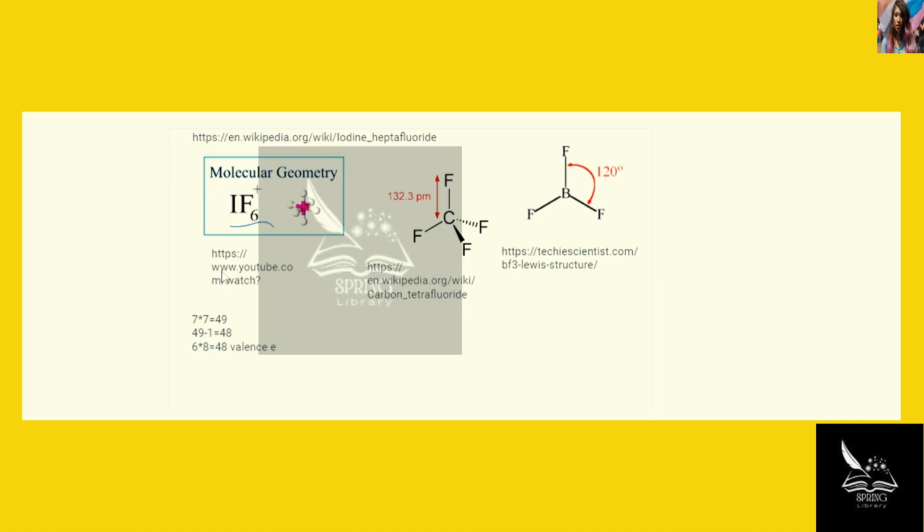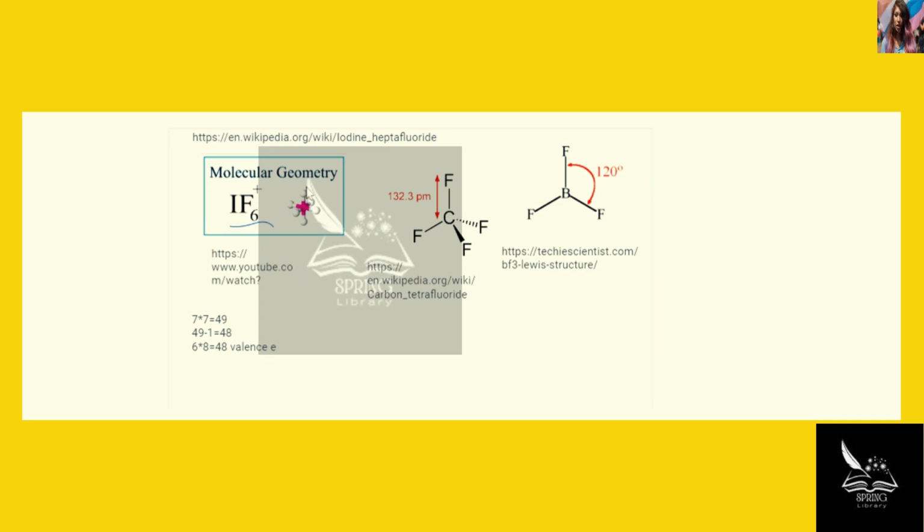So for example, for IF6, we have 6 fluorines and 1 iodine. Each of these contributes 7 valence electrons. So 7 times 7 is 49. If there's a charge of positive 1, we have to subtract 1, and we get 48 total valence electrons. Then count the valence electrons in the Lewis structure to make sure it matches.